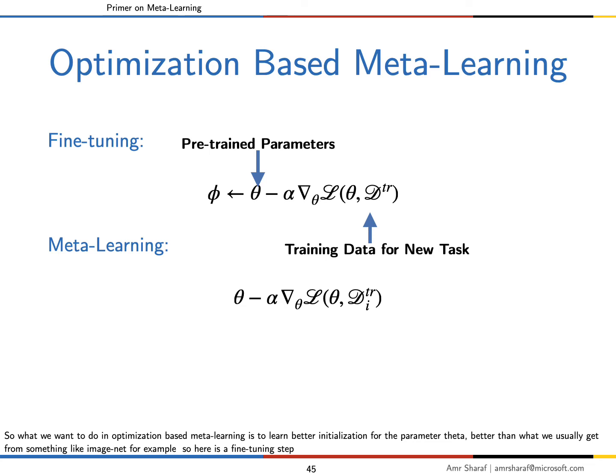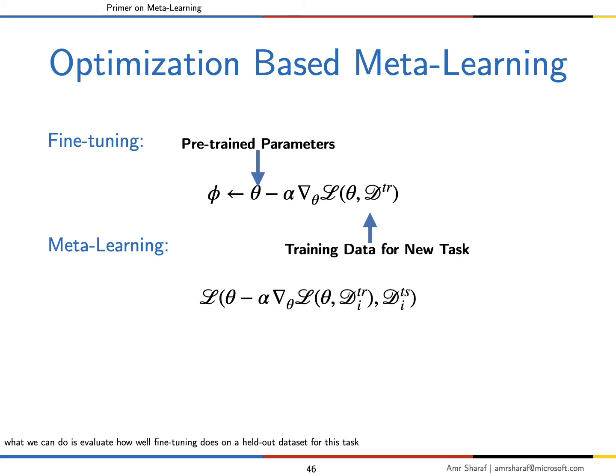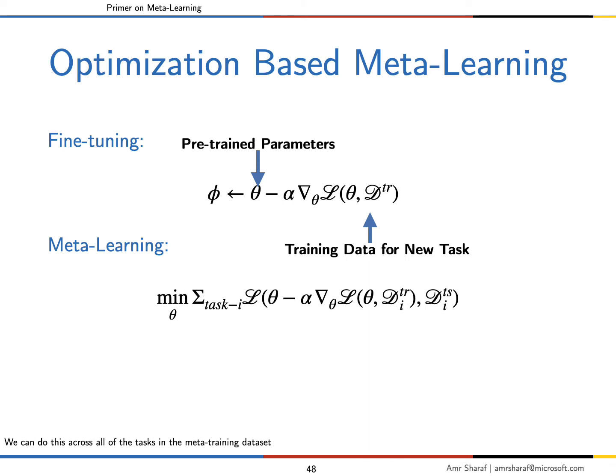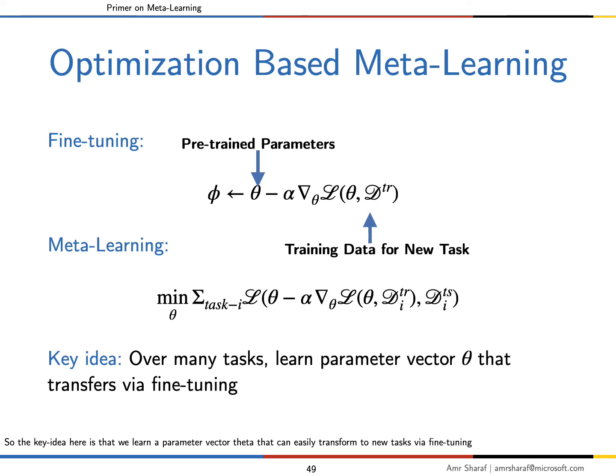So here is a single fine-tuning step. And what we can do is take this step and then evaluate how well fine-tuning does on a held out data set for this particular task. And then we can optimize for the initialization theta such that this fine-tuning is as successful as possible. And we can do this across all of the tasks that we have in our meta-training data set. So the key idea here is that we learn a parameter vector theta that can easily transfer to new tasks by fine-tuning.